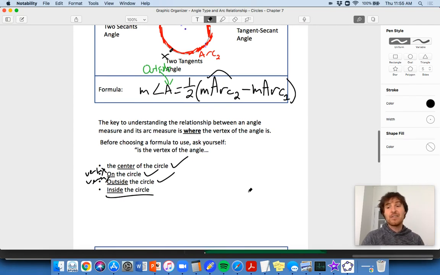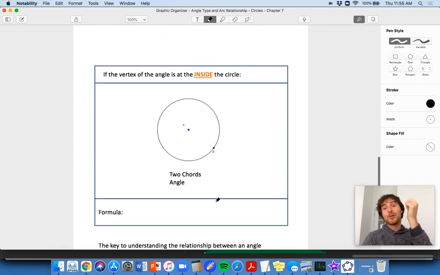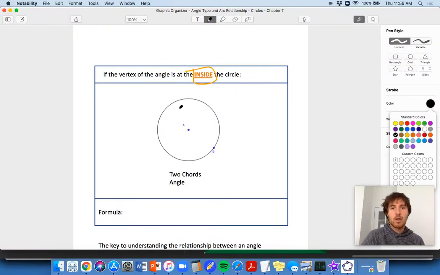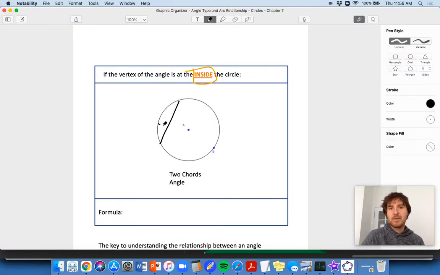What about if it's inside the circle? Well, I think you know that one. There's only one type here. It's called a two chords angle. Technically, this would be true for the central angle too. We can maybe talk about that for a second, but Mr. Fortin's belaboring, so maybe not. Inside the circle, let me draw in two chords. This is how it works. My vertex is inside the circle, and that means I've got two chords that are intersecting.